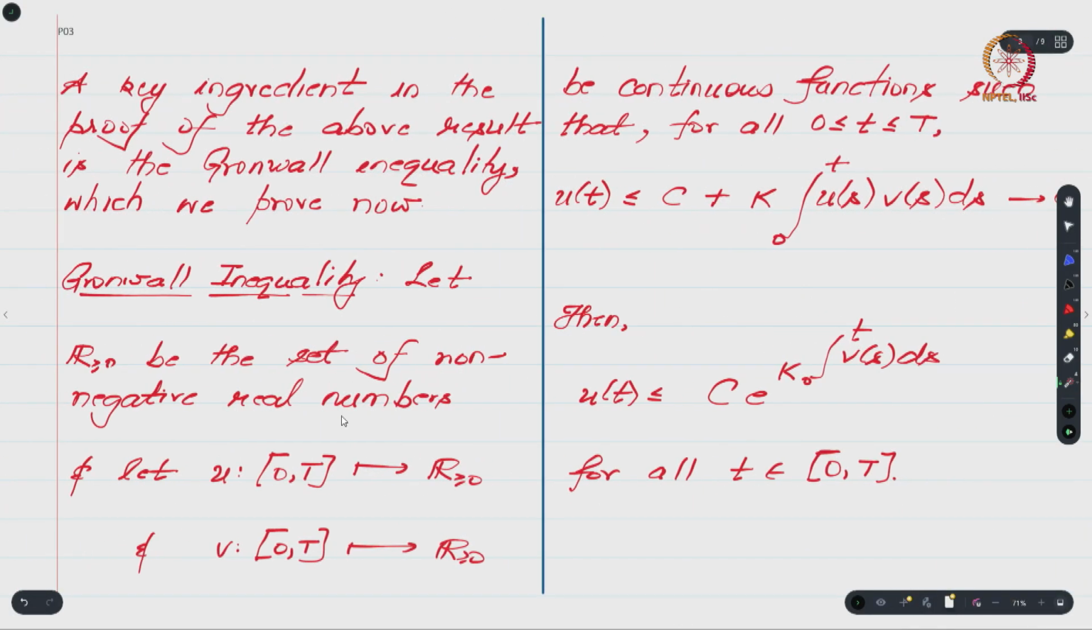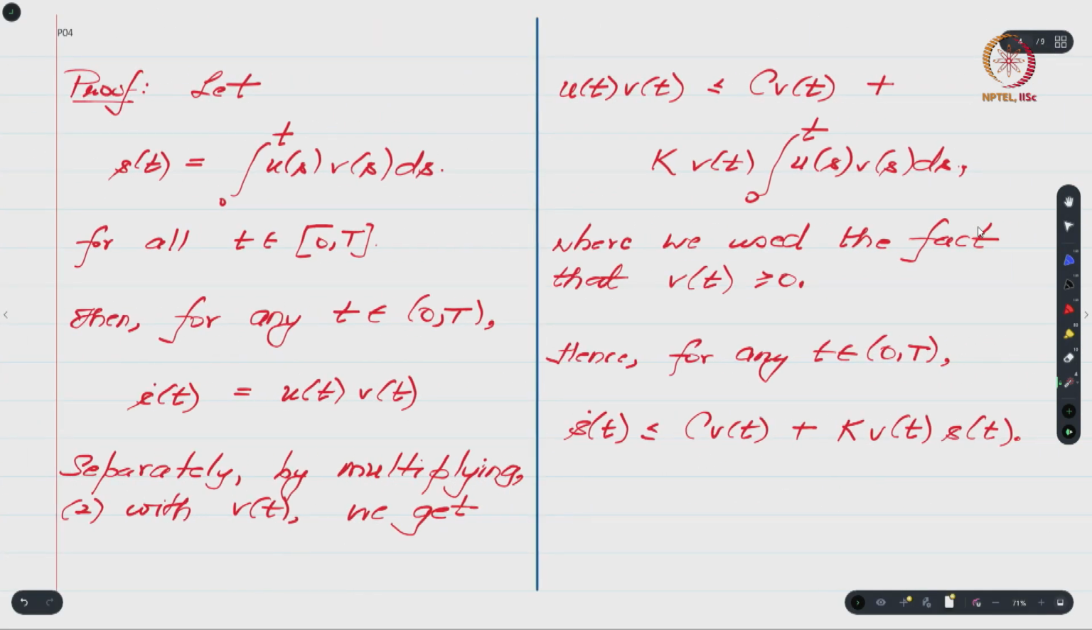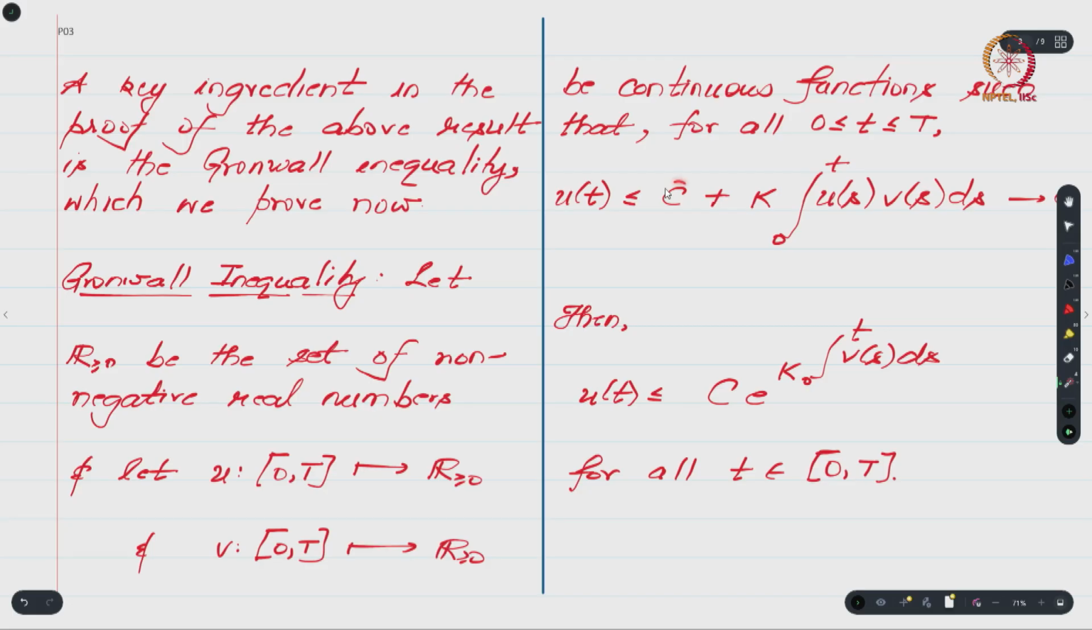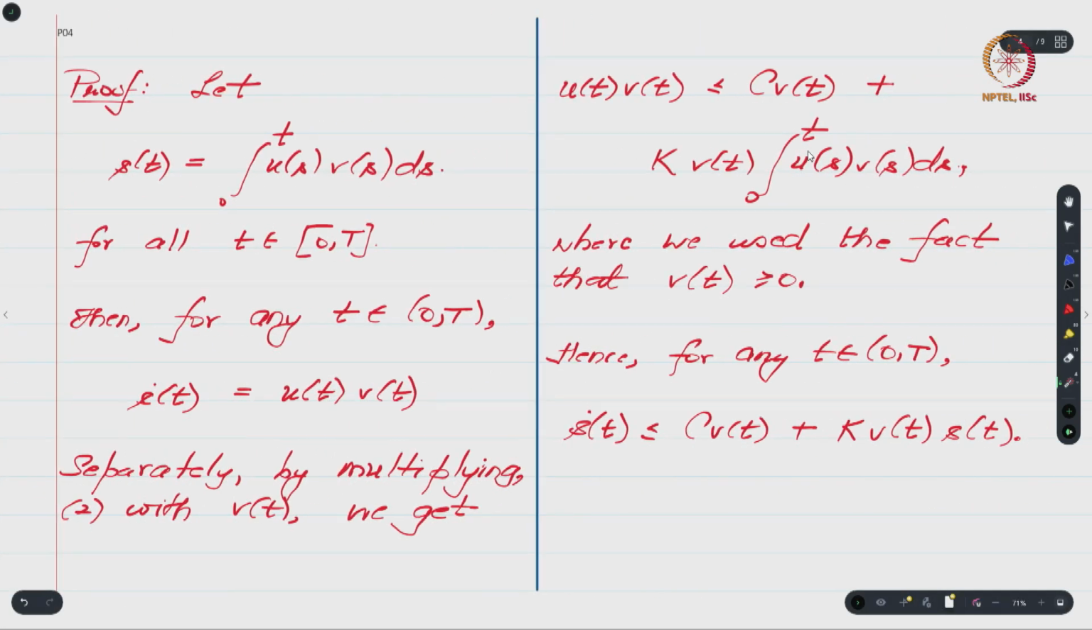Now, this is a fact that we can observe, and we have been given this inequality. So, what we will do is multiply both sides by V of t. If you multiply both sides by V of t, this expression will have V of t, this expression will have V of t, and we have defined this expression to be S of t. So, you can see that U of t times V of t is less than or equal to C times V of t plus k times V of t times S of t. That is what we have over here.